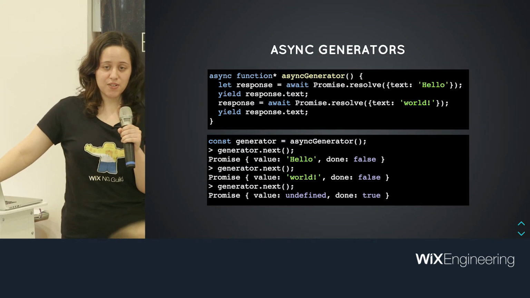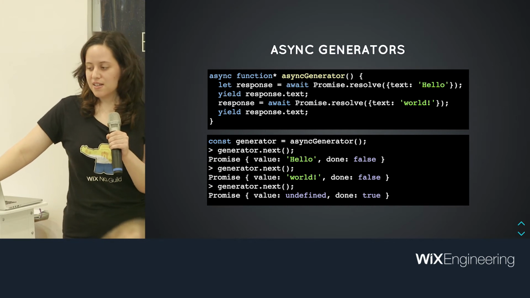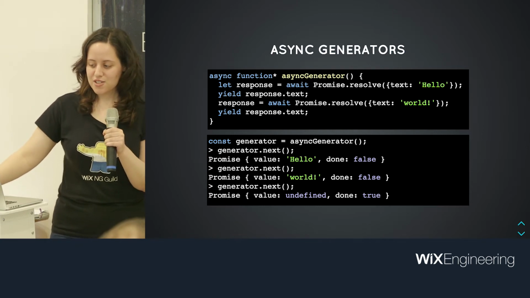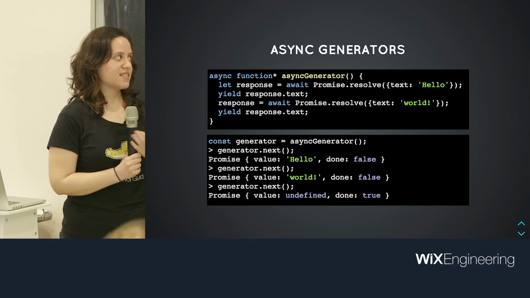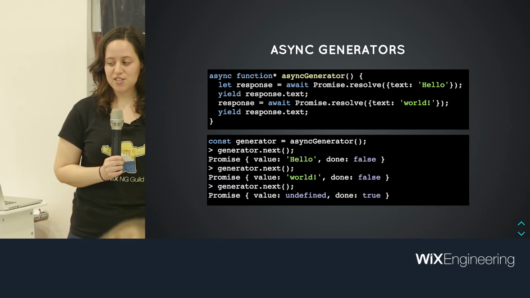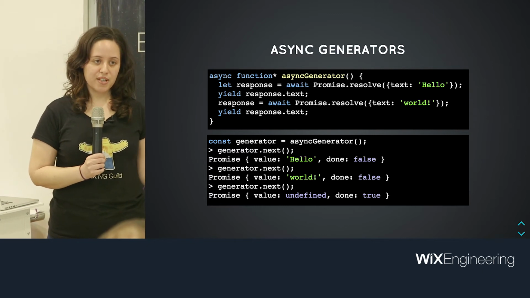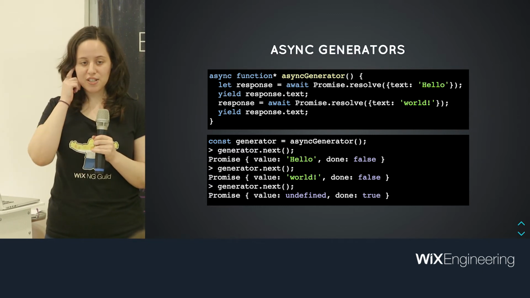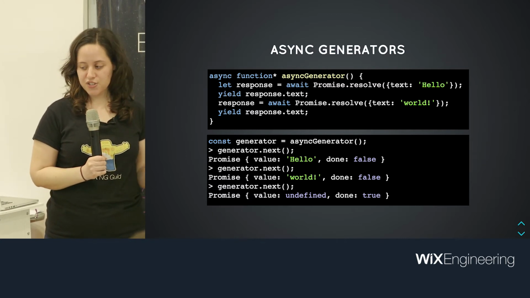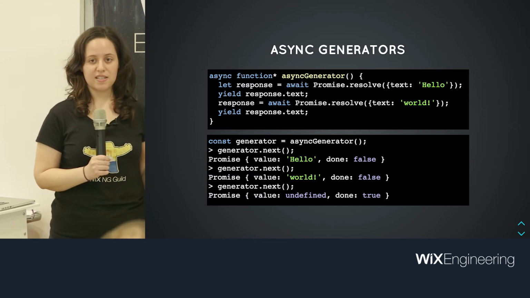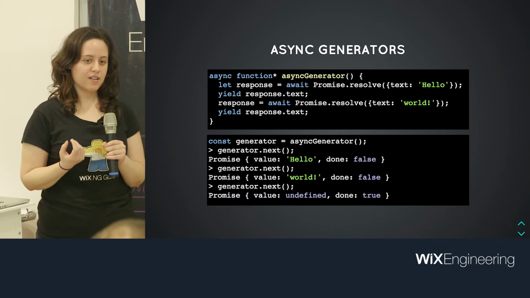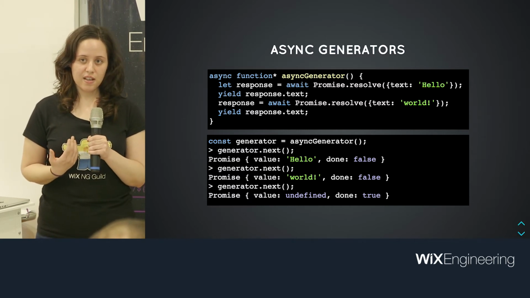And as we had generators for creating iterables, we have async generators for creating async iterables. An async generator is a generator function that's also an async function. You put the async keyword before it, and you can use the await keyword inside of it. Running an async generator returns an async iterable, an async iterator. So running the method next returns a promise.